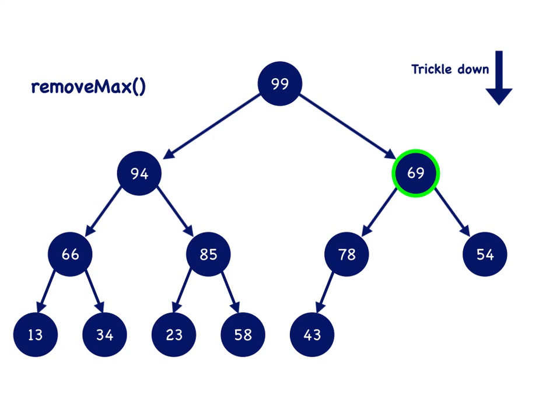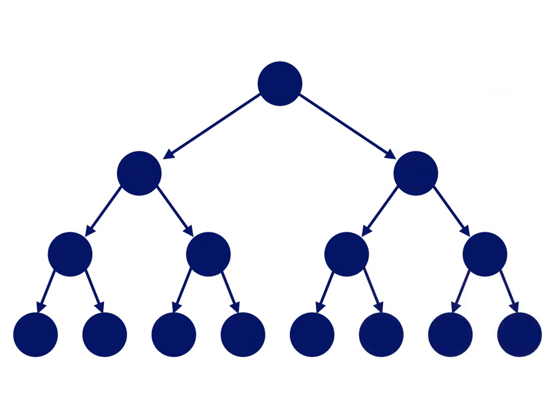All right, so now that that first swap is done, now we're going to compare 69 to its new two children. Since in this case a violation only occurs on the left side, we only consider the left side, and that's who we swap 69 with. Then we compare 69 to its new child. We see that 69 is larger, thus the trickle down process is finished and remove max is done. And that completes our discussion on binary heaps.